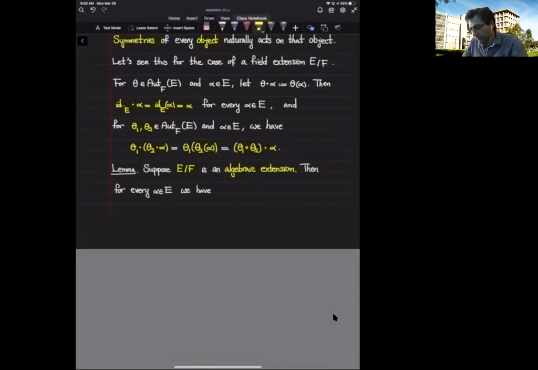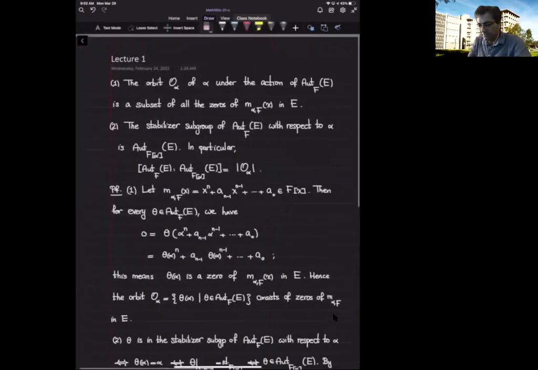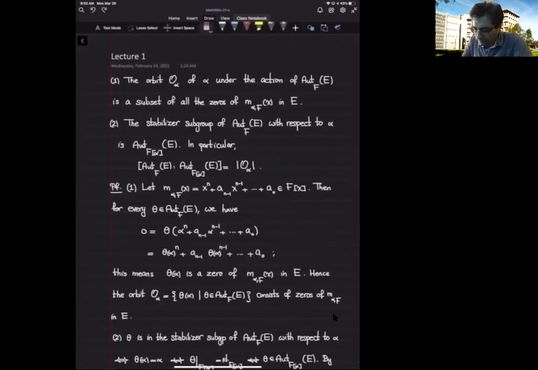So if I tell you E over F is an algebraic extension, and I give you an element alpha inside this field E, then the orbit of alpha under the action of the F automorphisms of E is a subset of all the zeros of the minimal polynomial of alpha in E. So this means that all these orbits are finite orbits. The orbit of alpha cannot have more elements than the degree of the minimal polynomial.